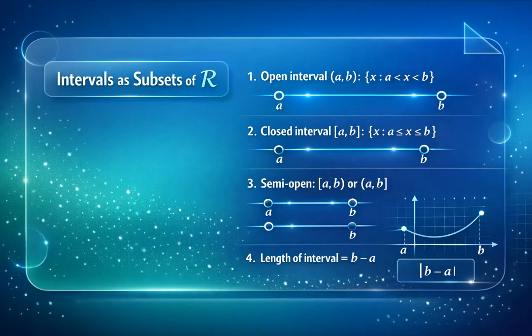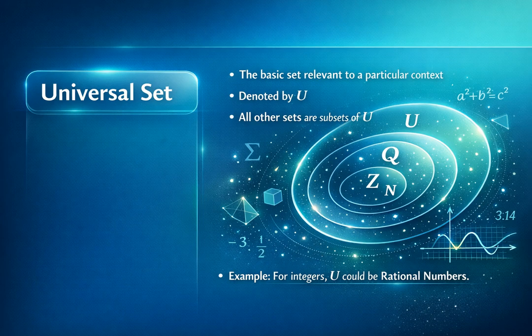Intervals are special subsets of real numbers. An open interval, written with parentheses as (a, b), contains all numbers between a and b, but not a and b themselves. A closed interval, written with square brackets as [a, b], includes both endpoints. The length of any interval is simply b minus a. In any particular context, there's usually a main set that we're working with. This is called the universal set, denoted by U. All other sets we discuss are subsets of this universal set. For example, if we're studying integers, the universal set could be the set of rational numbers or even real numbers.